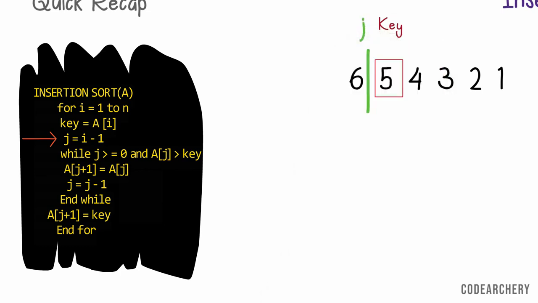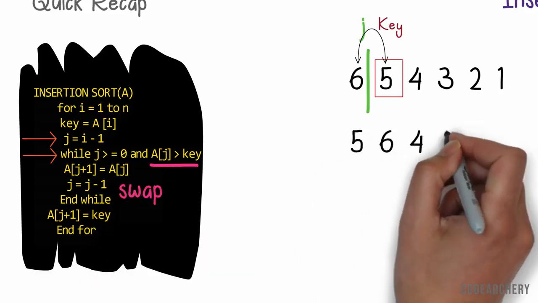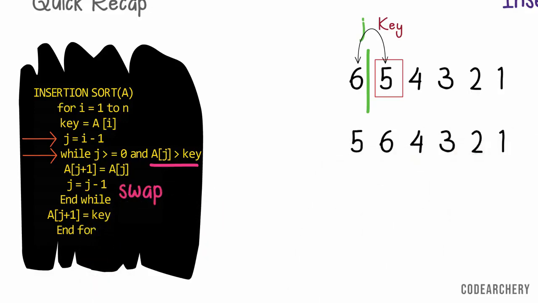The concept of insertion sort is simple. We compare the key element with its left list and we put the element at its correct position. So here a of j, which is 6, is greater than key, that is 5. So true, and we'll swap the elements. Now the 5 is at the first position and the index of key is incremented by 1.